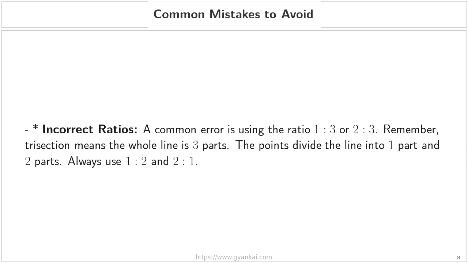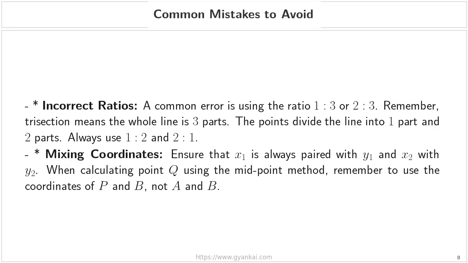It is important to remember what we discussed in slide 2. Trisection means the entire line is divided into 3 equal parts. To create those 3 parts, we only need 2 points. This means the first point divides the line into 1 part and 2 parts, giving us a ratio of 1 to 2. The second point leaves 1 part on the end and 2 parts behind, giving us a ratio of 2 to 1. So, always stick to 1 to 2 and 2 to 1.